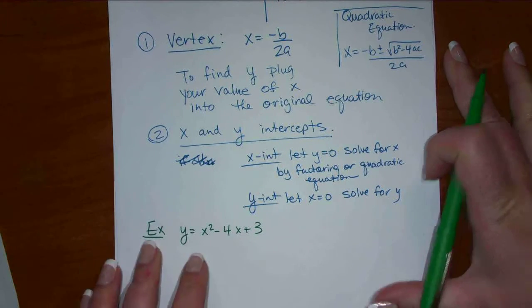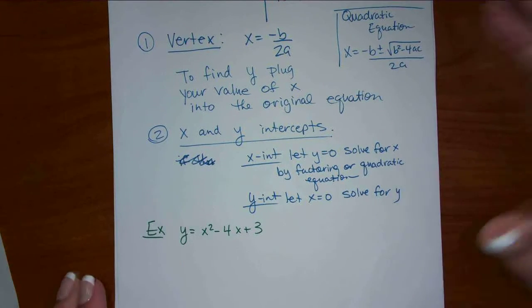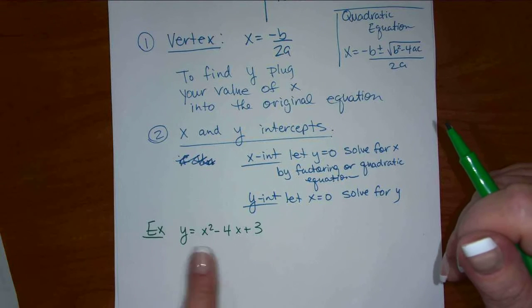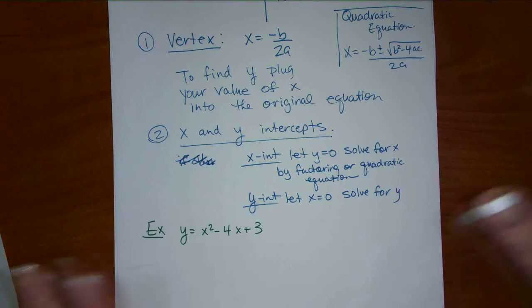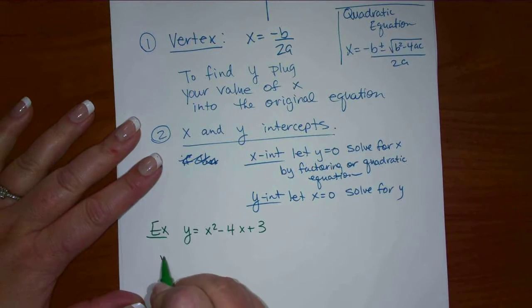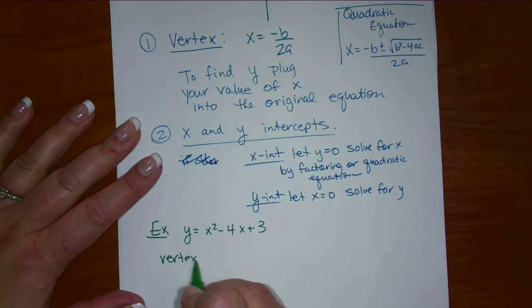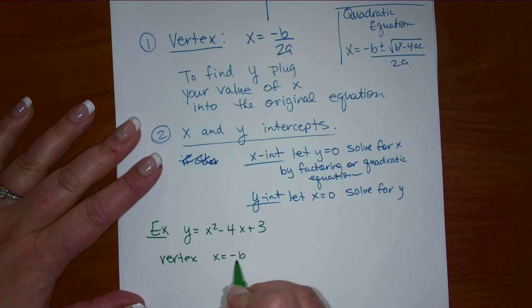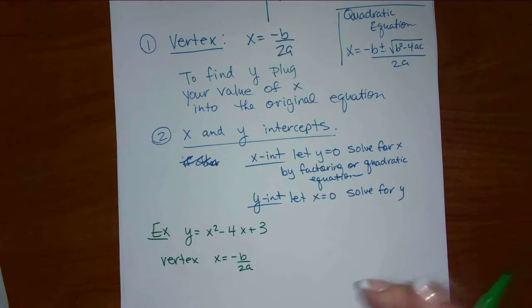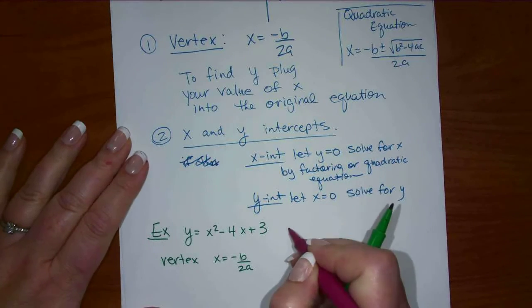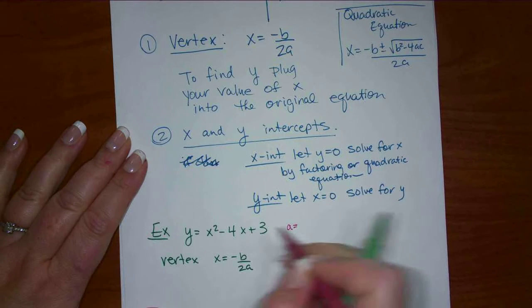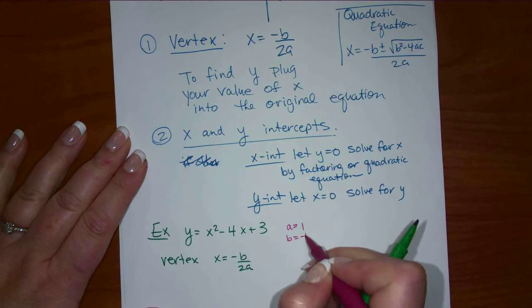So say we want to graph this, find the vertex, the intercepts, and graph. So the vertex first. x equals minus b over 2a. So what is b? Minus 4. Be careful.